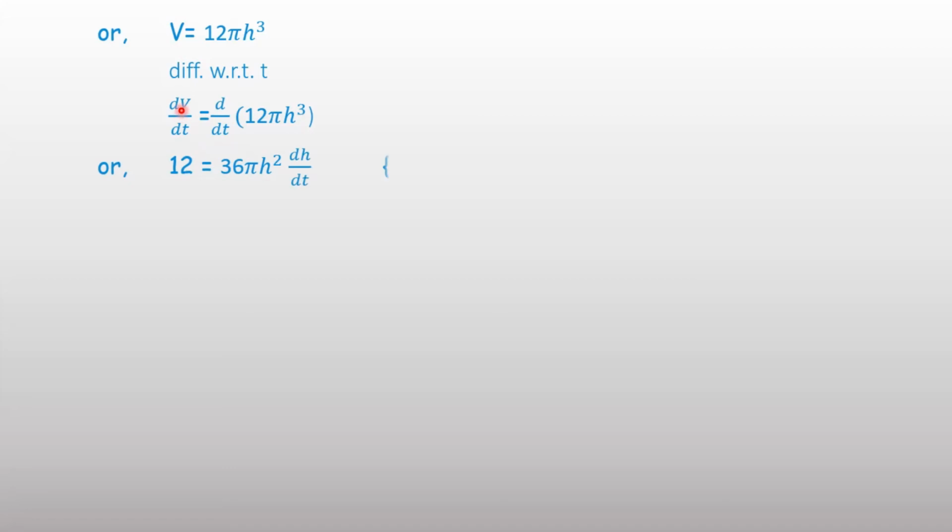Now next step. Since volume is 12 pi h cube, differentiate with respect to time t, you will get dV by dt equal to d/dt of 12 pi h cube. On the LHS, the value of dV by dt is given as 12. On the RHS, apply the chain rule. So d/dh of 12 pi h cube means 12 into 3 into pi h square, 36 pi h square into dh by dt.